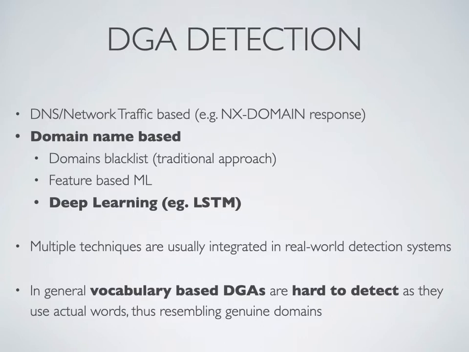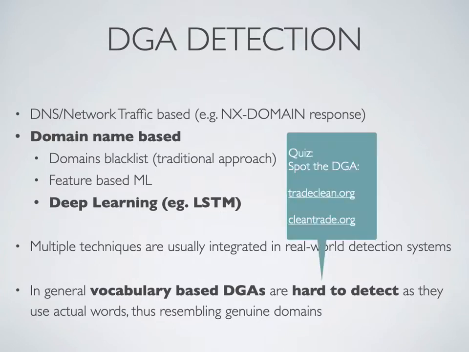And we can generally say that there is a class of DGAs which is hard to detect in practice, which is based on vocabulary words combined to form domains which resemble the actual domains, let's say genuine domains. Let's try a little quiz. Which one is a DGA generated domain name? So it comes out that the first one is a DGA domain, the second one is genuine.